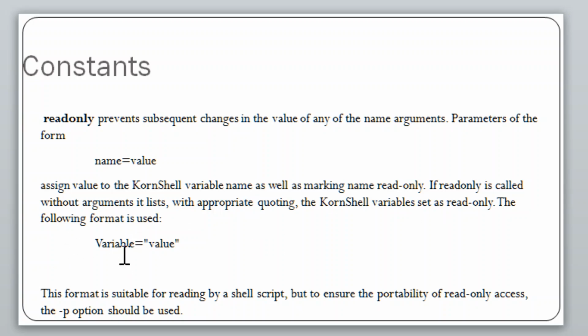The following format is used. So if we do a variable and we set it equal to a value and we put it in parentheses, this is going to be suitable for reading by a shell script, but to ensure the portability of the readonly access, the -p option should be used. Okay, so when we encapsulate the value here, this allows it to be portable. If we don't, it's going to set it as readonly.